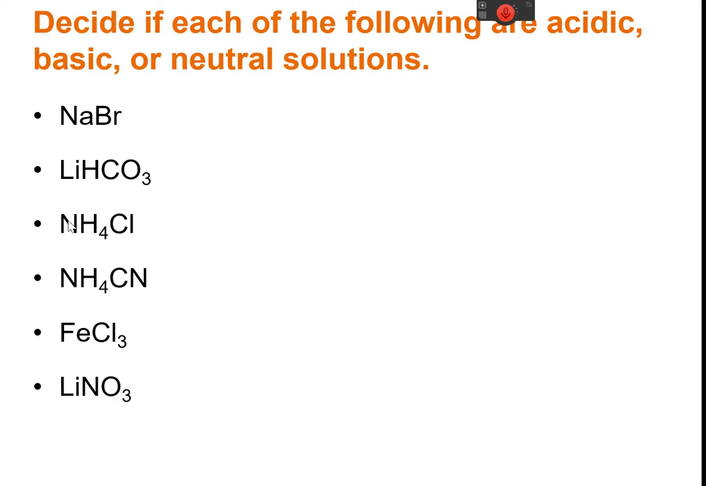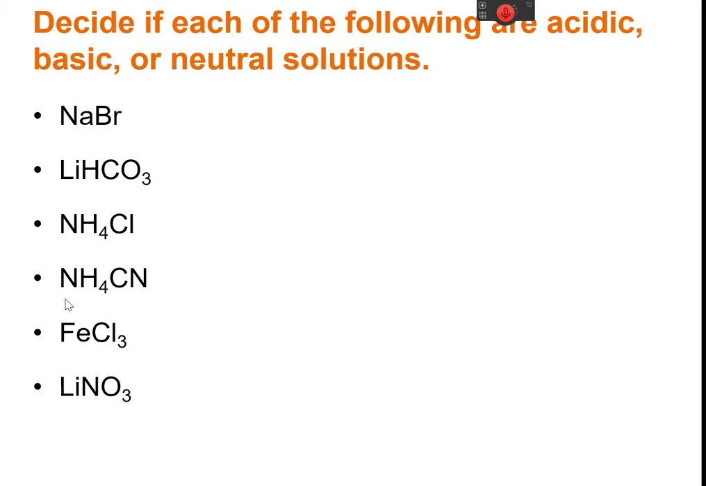For the next one, NH4Cl, we have NH4 plus. The ammonium ion is the conjugate acid of ammonia, which is a weak base. And then chloride ions are doing nothing, right? Because they're the conjugate of a strong acid. So this one has the bigger effect, so it will be acidic.